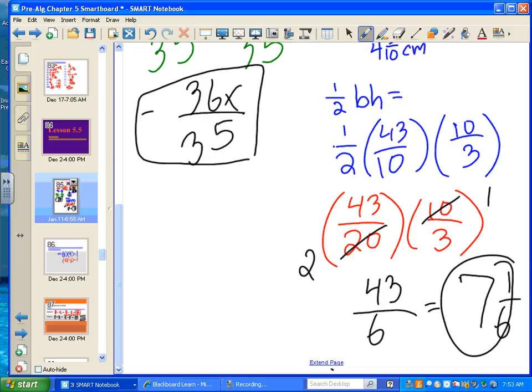Camille. Where'd I get the 20? Okay. So when you multiply up here, you want to multiply from left to right. So 1 times 43 is 43. 2 times 10 is 20. Remember, order of operations, multiply from left to right. So then I basically just rewrote this term. Does that make sense? Is that where you made your mistake?